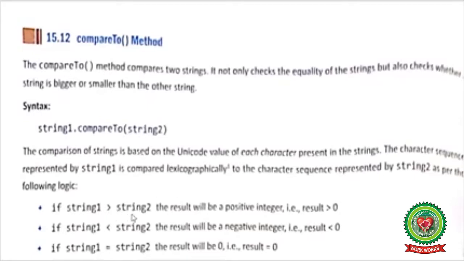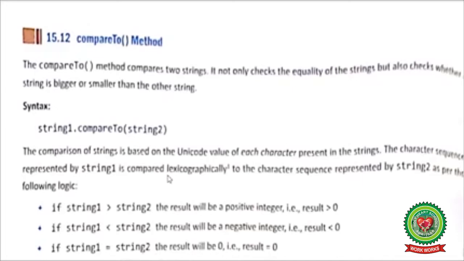If string 1 is greater than string 2, then the result will be a positive integer, means the result will be greater than 0. If string 1 is less than string 2, the result will be a negative integer, that is, the result will be less than 0. If string 1 is equal to string 2, the result will be 0, that is, both strings are equal.